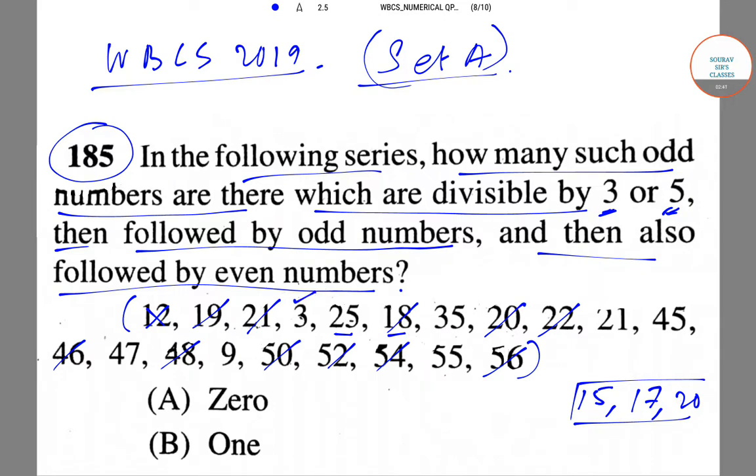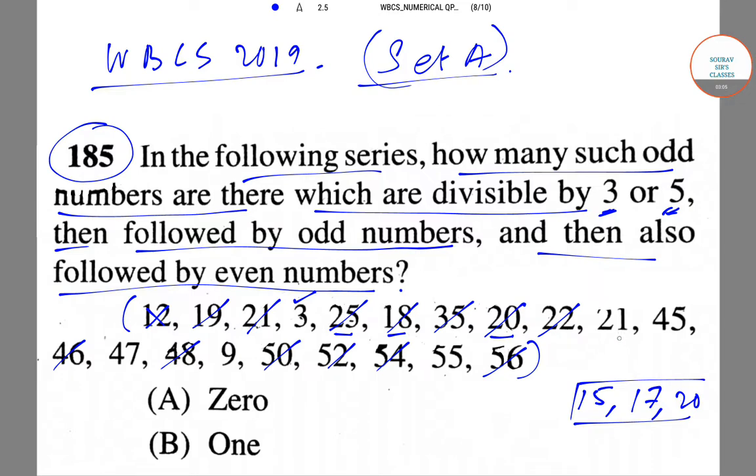Let's go on to the next option, which is 25. Is 25 divisible by 3 or 5? Yes, it is divisible by 5. Is it followed by an odd number? No, 18 is an even number. So this is also cancelled out. Now 35. Is 35 divisible by 5? Yes. Is it followed by an odd number? No, 20 is an even number. So 35 is also cancelled out.